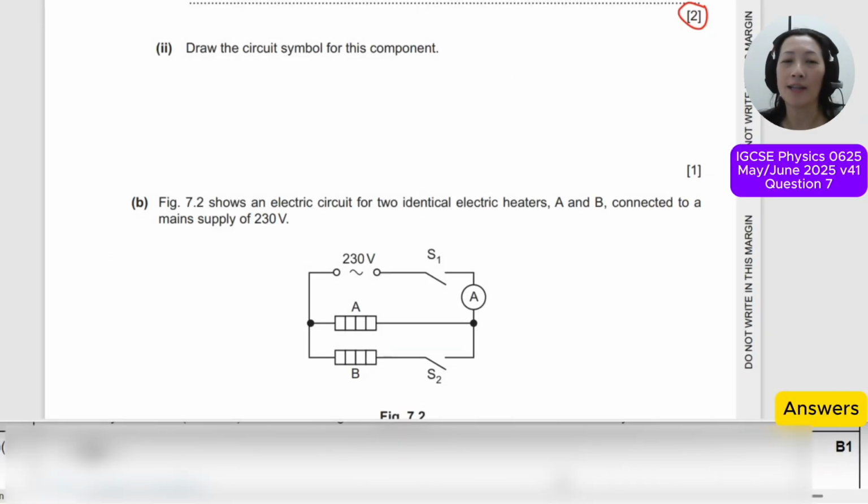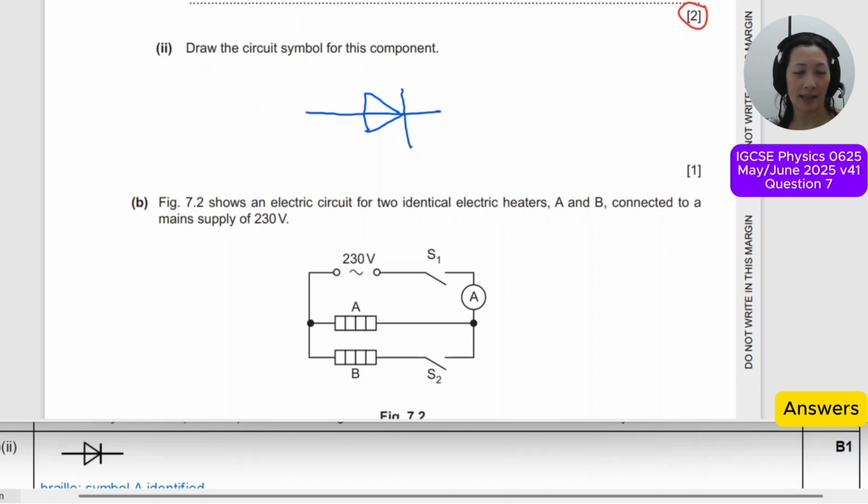2. Draw the circuit symbol for this component. So obviously you need to know what a symbol looks like for a diode. So basically the diode looks like a triangle, and you can think of the triangle as representing the direction of the current. And we have a line in front of the triangle to indicate that's the direction of the current flow. So if you check the mark scheme, that's the symbol.